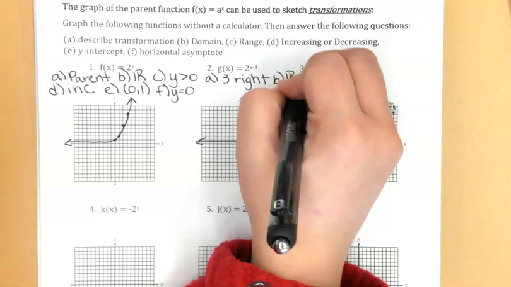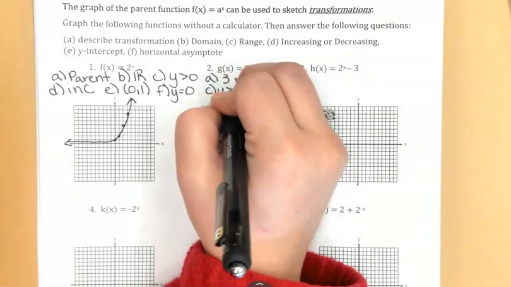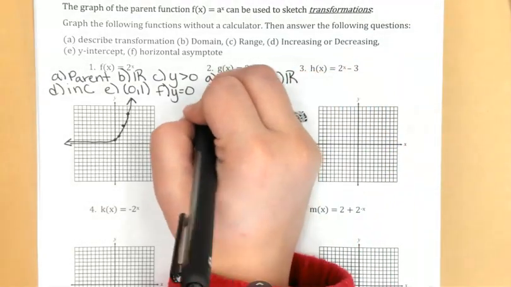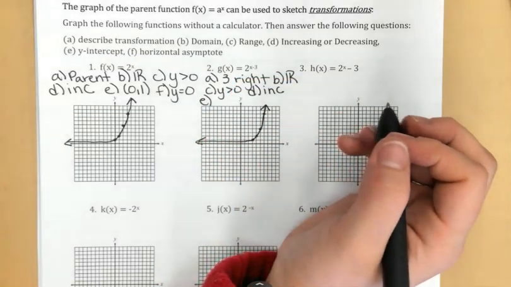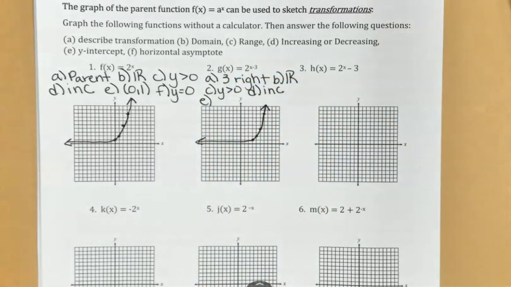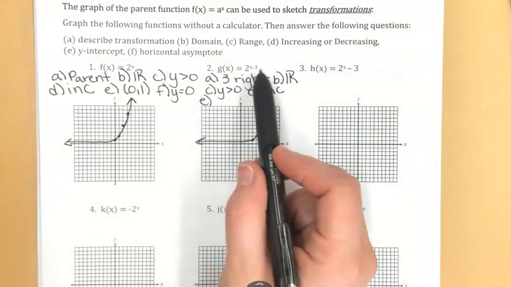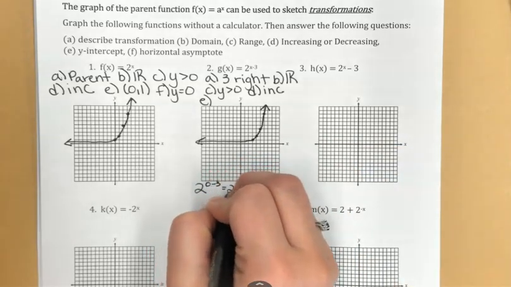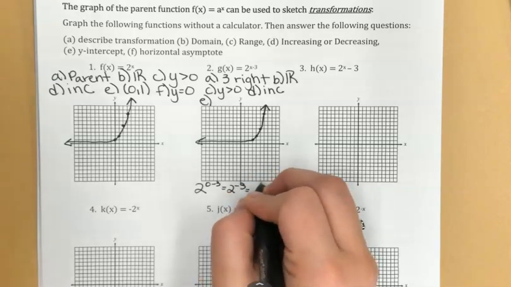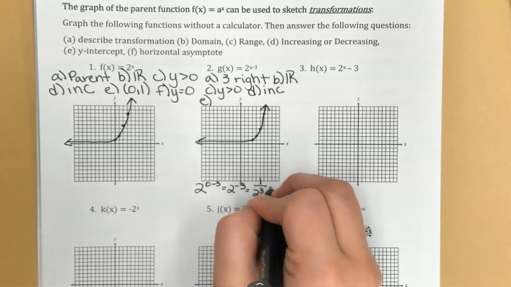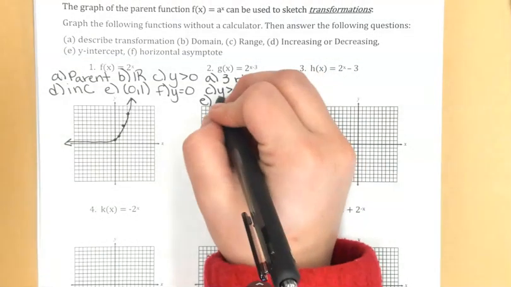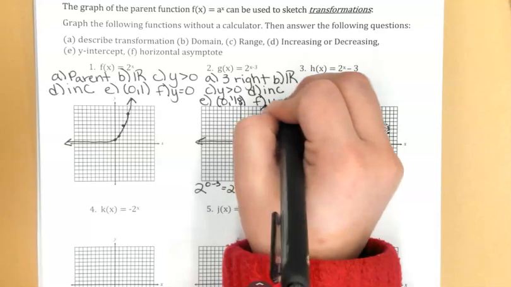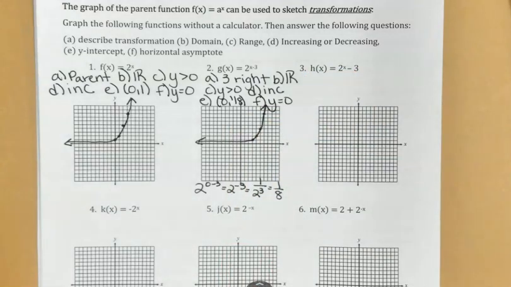The domain is still all real numbers. My range is still that y is greater than 0. I still have an increasing graph with a y-intercept that has changed now. So to figure out what that y-intercept is, remember that's when x equals 0. So this would be 2 to the 0 minus 3 power, which is 2 to the negative 3. So that would be 1 over 2 to the third, or 1/8. And then my horizontal asymptote is still at y equals 0.